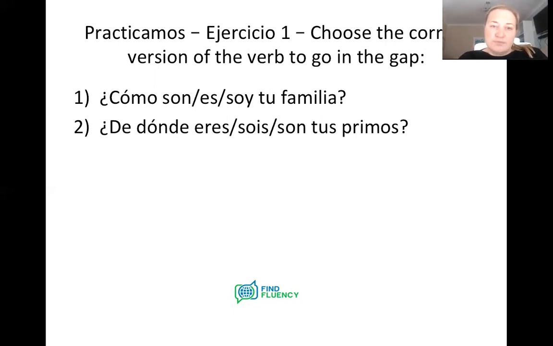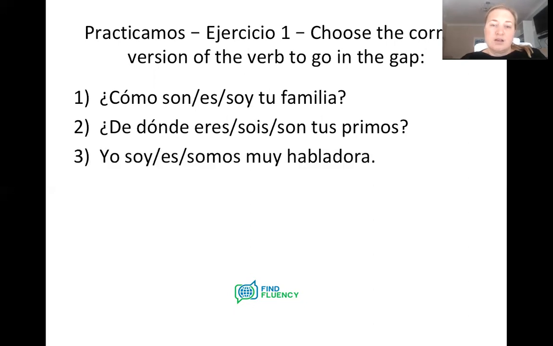So number 2, ¿de dónde eres? ¿De dónde sois? Or ¿de dónde son tus primos? So our first one, como, means how or what. It's basically asking, what are they like? Okay. Number 2, ¿de dónde? What does dónde mean again? Can we remember? Dónde means where. Okay, and primos are cousins, right?